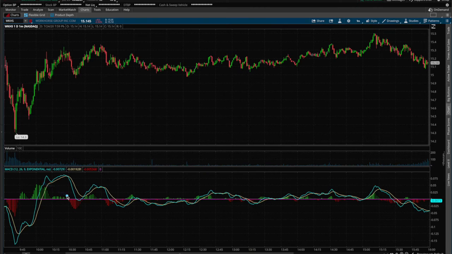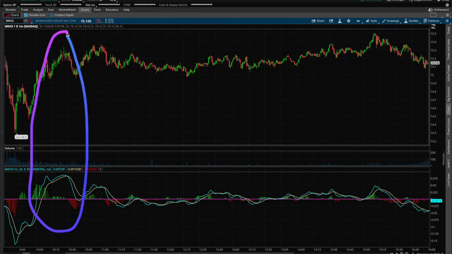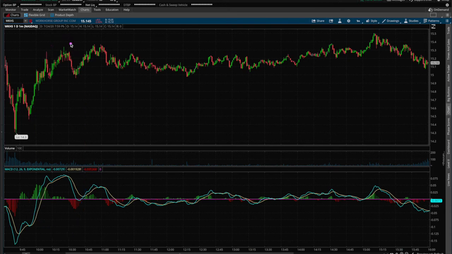So now the indicator and the price chart are showing two different signals and are diverging. And in this instance, it would be a signal that there may be a reversal of the stock about to happen. And as you can see here, the stock actually did reverse and pull back slightly. So it can be a good indicator when used correctly.